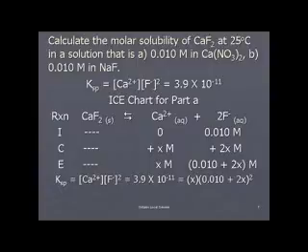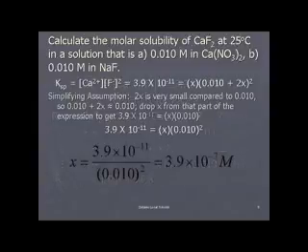The change, calcium is going to increase by an amount x moles per liter, and the fluoride ion should increase by 2x moles per liter. So at equilibrium, our calcium ion will be x moles per liter, and our fluoride ion will be 0.010 moles per liter plus 2x. We set up our Ksp expression equal to the product of the calcium ion times the fluoride ion squared, and so we have 3.9 times 10 to the negative 11th is equal to x times the sum of 0.010 plus 2x, and that quantity squared.